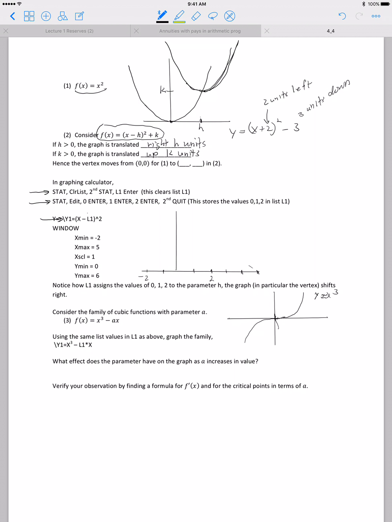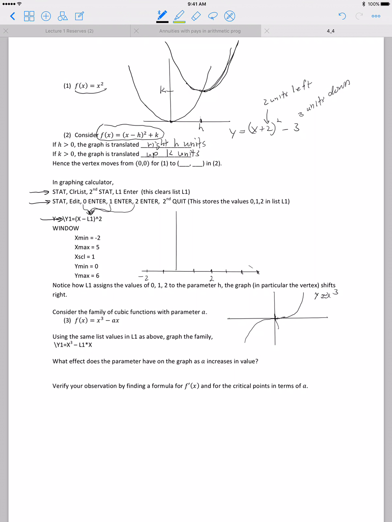And we'll start with the standard parabola because 0 is going to be our first value that it plugs in here. So first, the graphing calculator is going to graph x squared. Then it will take 1, the next number in the list, and it will graph (x minus 1) squared. And then it will take 2 from the list, plug that into the expression, and graph (x minus 2) squared. In this way, your graphing calculator will graph the family of functions determined by the parameter values that we've stored in list 1.